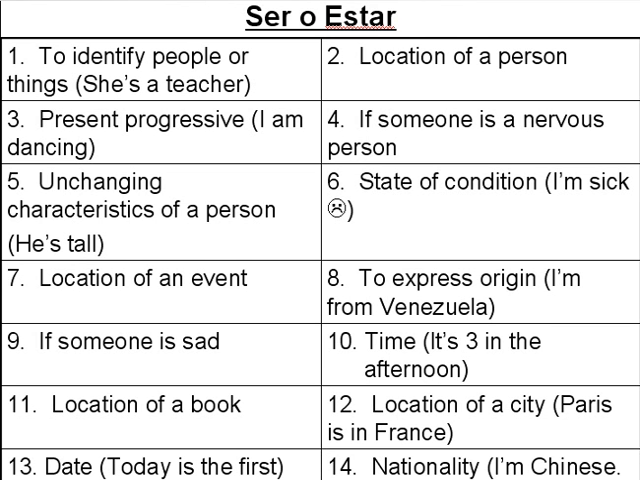7, location of event. This is the only time we're going to use ser for location, is if it's an event. So if the party is at John's house, la fiesta es en la casa de John. 8, to express origin, where you're from. In Spanish 1, we learned the question, where are you from? ¿De dónde eres? Yo soy de California. So where are you from? I am from wherever. So ser for number 8.